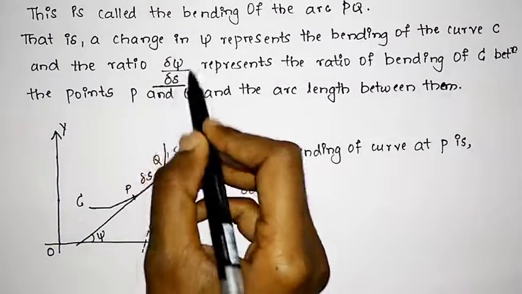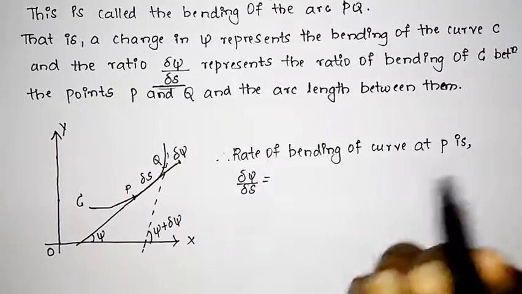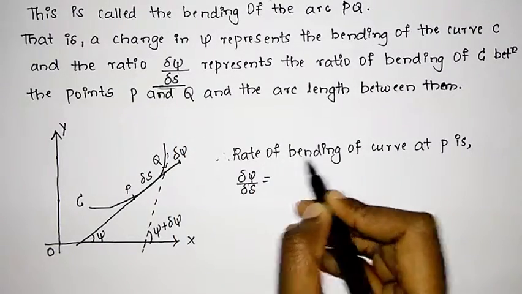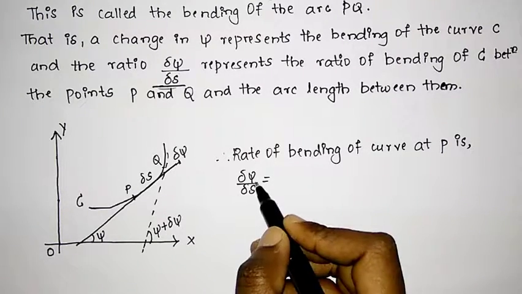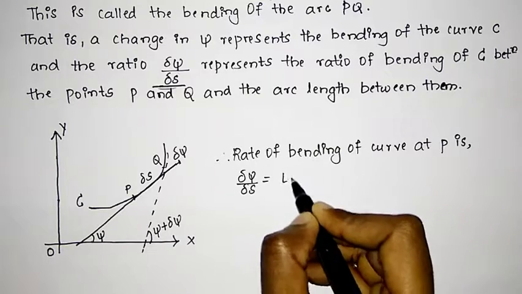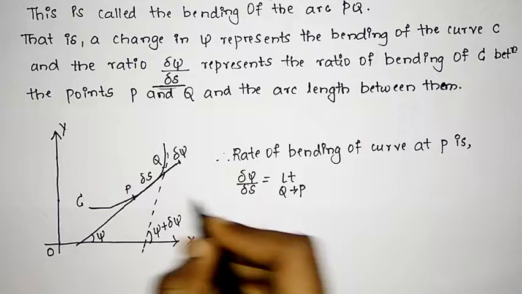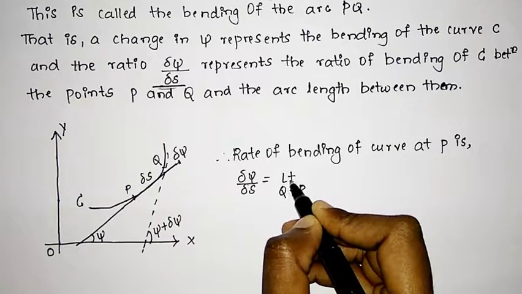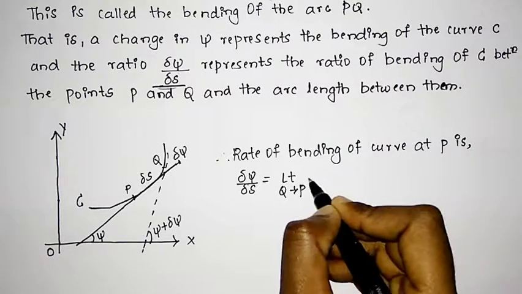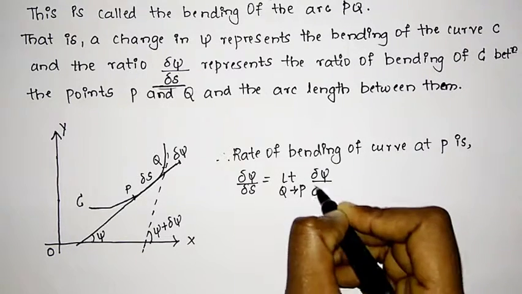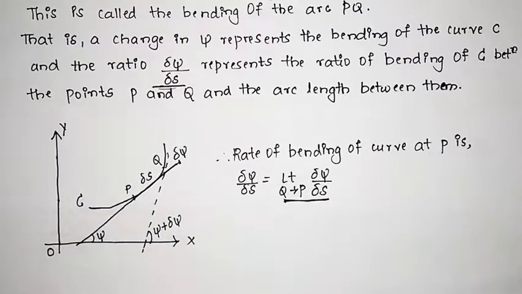Earlier we discussed that for the bending of a curve, the ratio is given by delta phi divided by delta S. So we have considered the rate of bending of the curve as delta phi by delta S. For this ratio we need to apply the limit, that is, limit as Q tends to P, because we have considered two points. Therefore we apply the limit with respect to Q, as it tends to point P. That is, the ratio delta phi divided by delta S is the rate of bending of a curve at P.